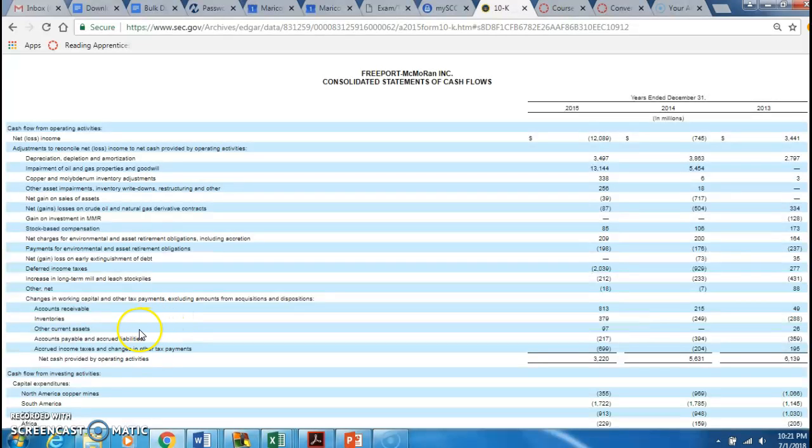And then the last line of the operating activities section of the statement of cash flows reflects totals, as can be seen by the lines above and below the amounts. So the positive amounts of $3,220,000,000, $5,631,000,000, and $6,139,000,000 are net cash provided by operating activities.